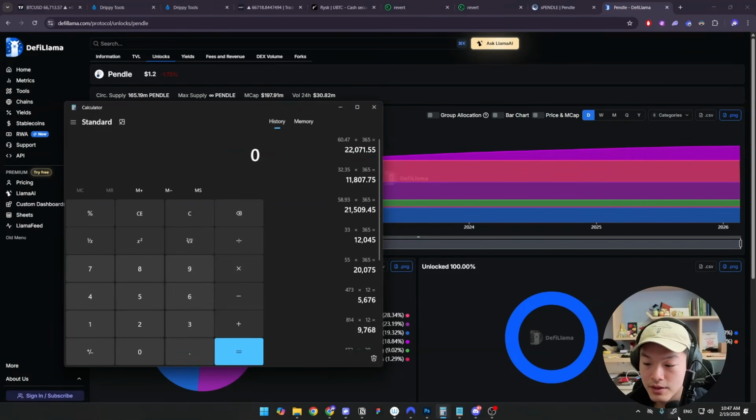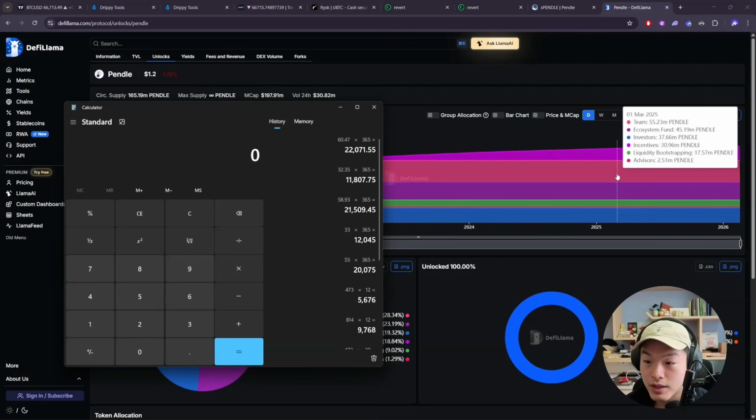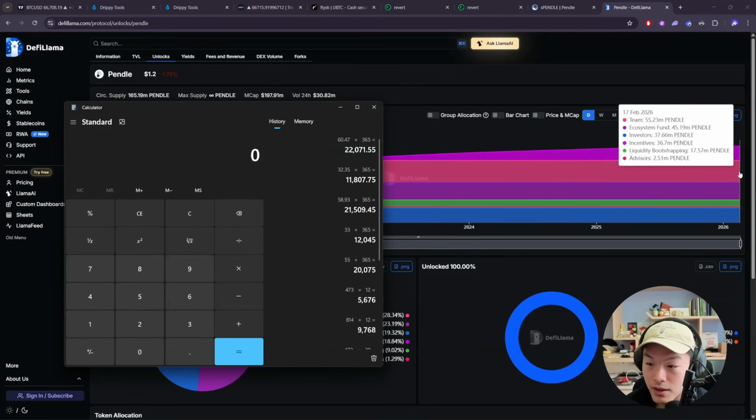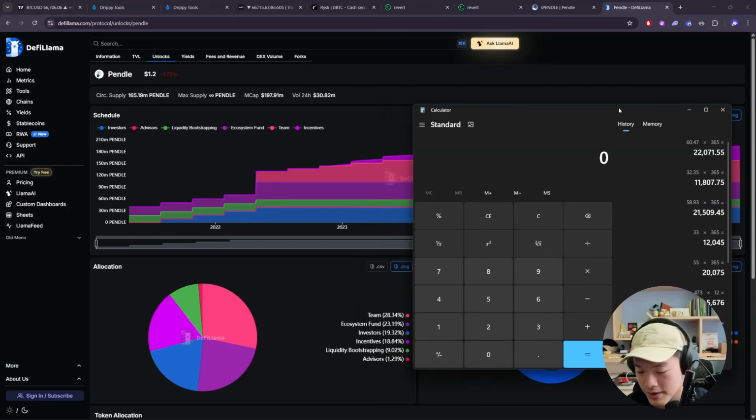So right now it's February 19th. If I want to calculate that, I could go to February 19th. And then incentives is 30.7M Pendle, right? And right now is 36.7M. So about 6 million of Pendle is kind of hitting the market. I want to divide that by circulating supply.